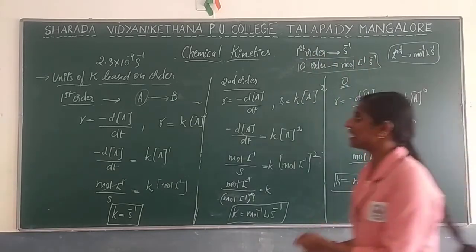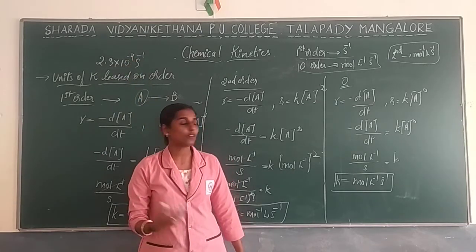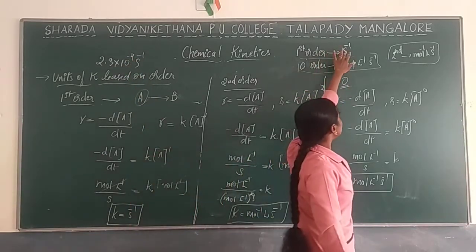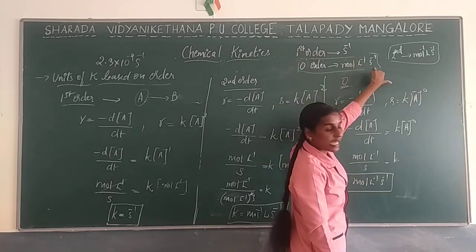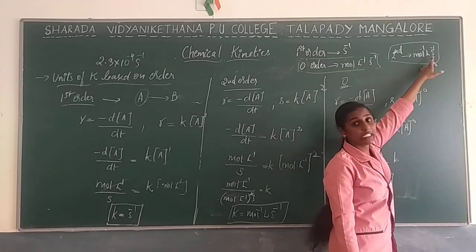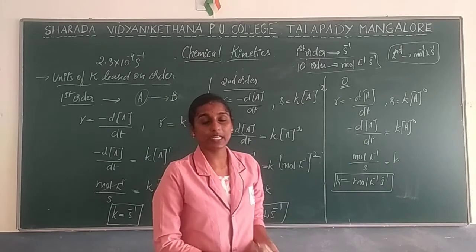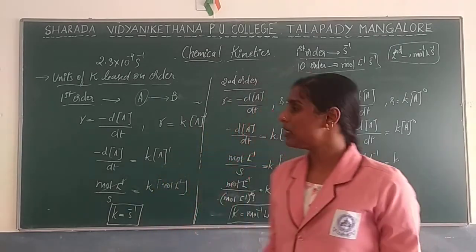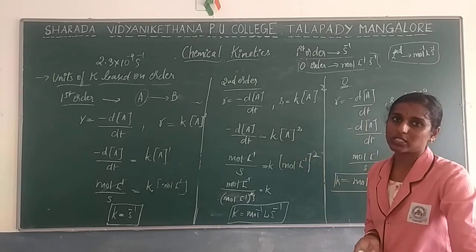Now if they give this kind of problem, 2.3 into 10 to the power minus 4 per second, what will be the order of the reaction? Per second, if it is there, let's say it is the first order of the reaction. Mole per liter per second, that will be the zero order of the reaction. Per mole liter per second, if it is there, then it will be the second order of the reaction. So remember this form, it will be easy to identify with this form. Based on this, for 1 mark, another question will be asked.